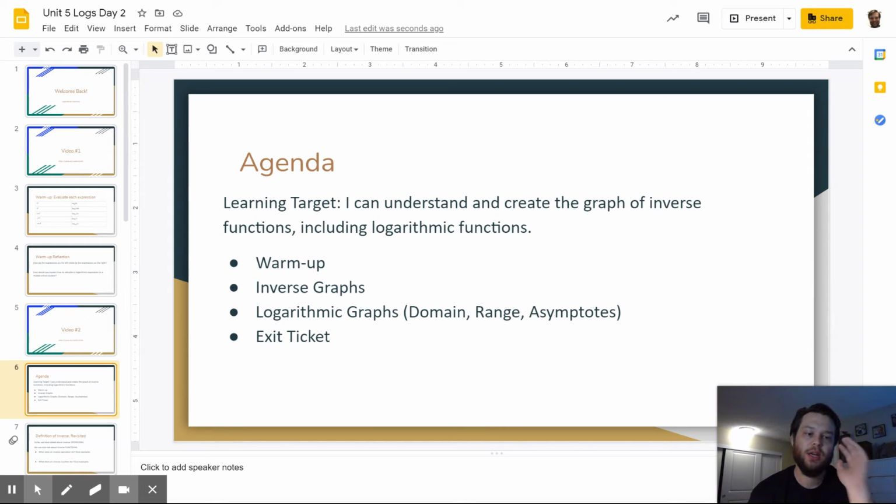Okay, so a function, we'll review what a function is. We'll talk more about inverse functions. So we did the warm-up already. We'll talk about inverse graphs. And then we'll talk about logarithmic graphs and finish up with the exit ticket. Okay, so please be ready. Take some notes here.